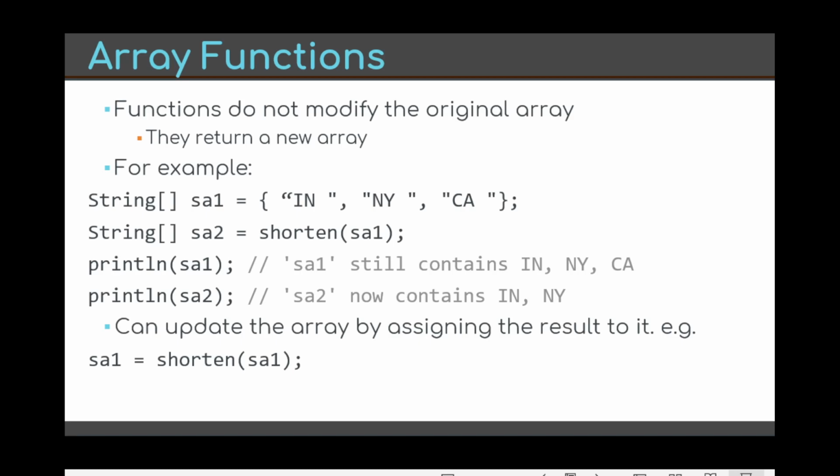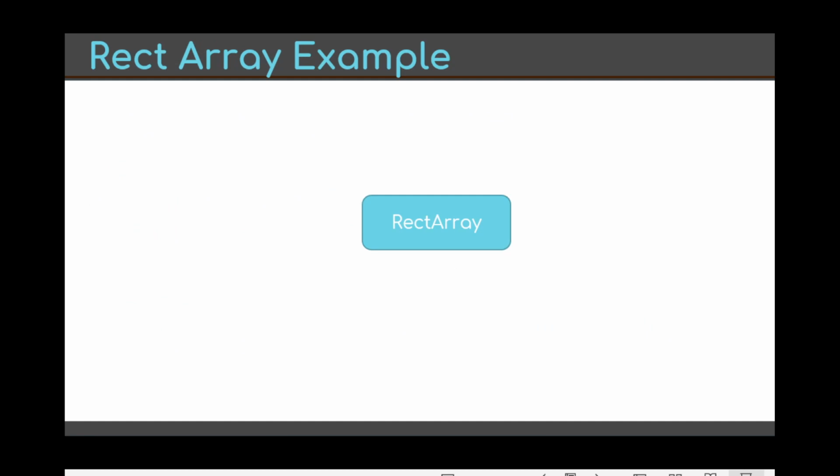And so if you don't have a reference to that first one anymore, that's what we call a memory leak, where you have data that's just hanging around with no way to use it. That won't be on the test. That was an aside. All right, let's look at rect array.